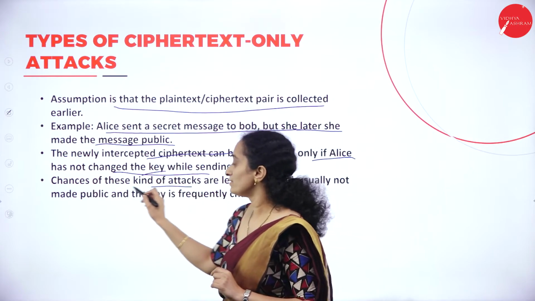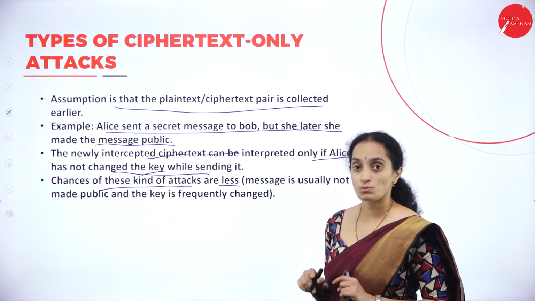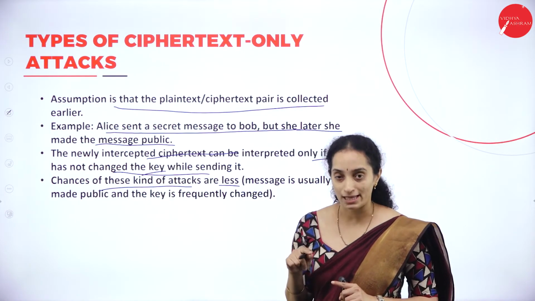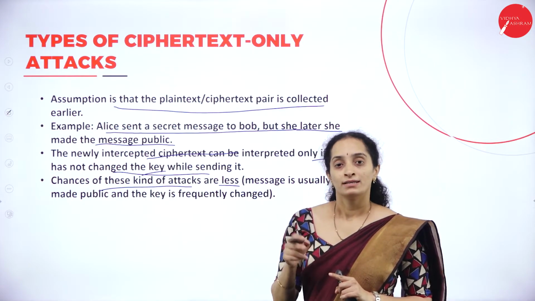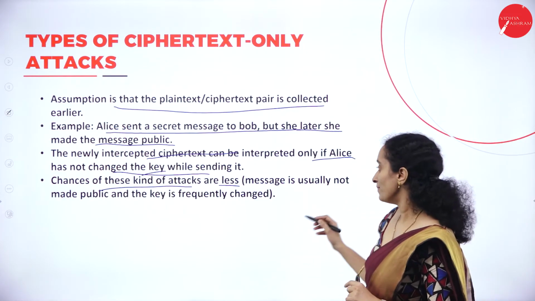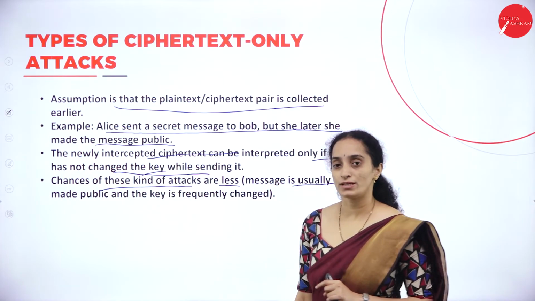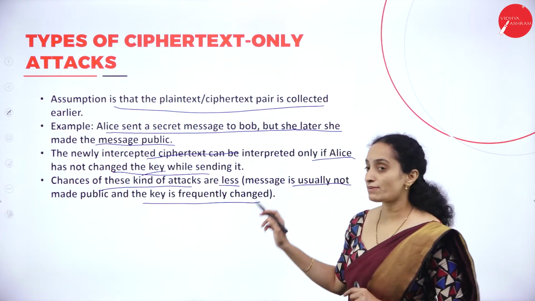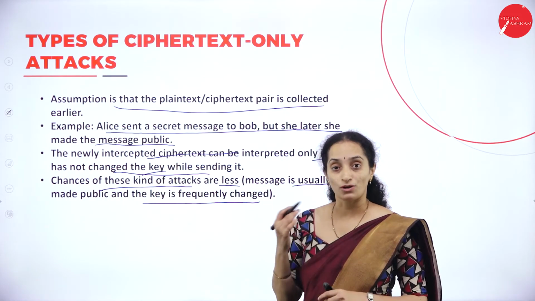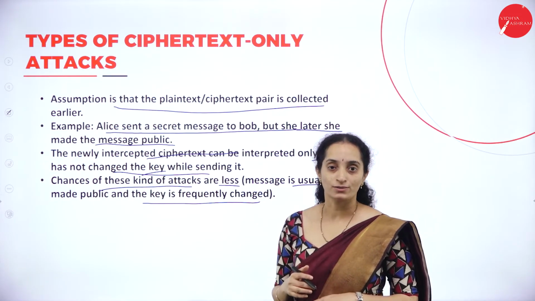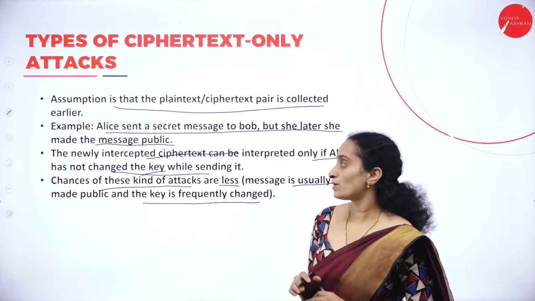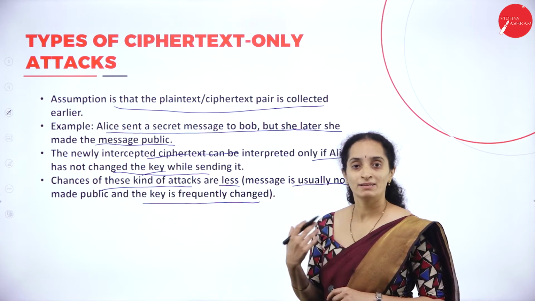Chances of these kinds of attacks are less. Why it is less is that most of the time the same message will not be sent twice on the same network path, or the sender usually changes the key to encrypt a message. The message is usually not public and the key is frequently changed. Each time the key will be changed so that the assumption of a known text attack will be avoided. Because of this, known text attack chances are very much less because of changing the key frequently.